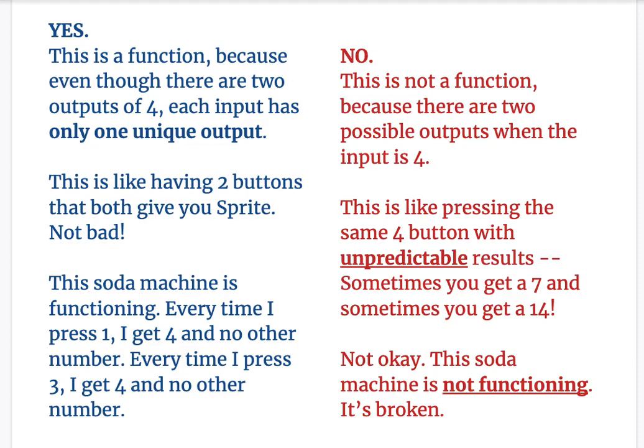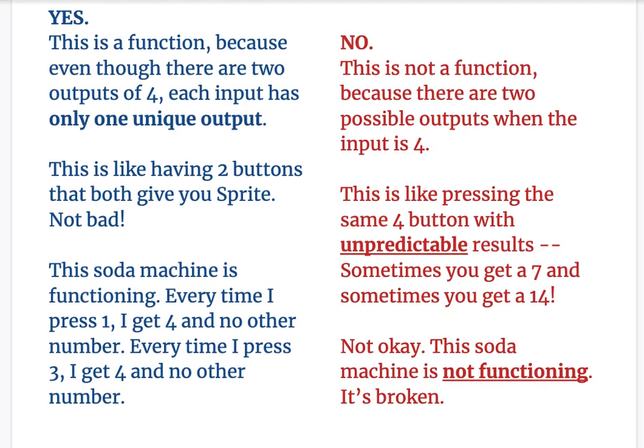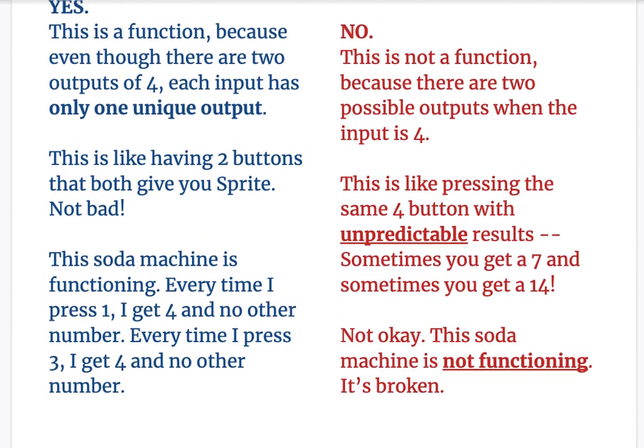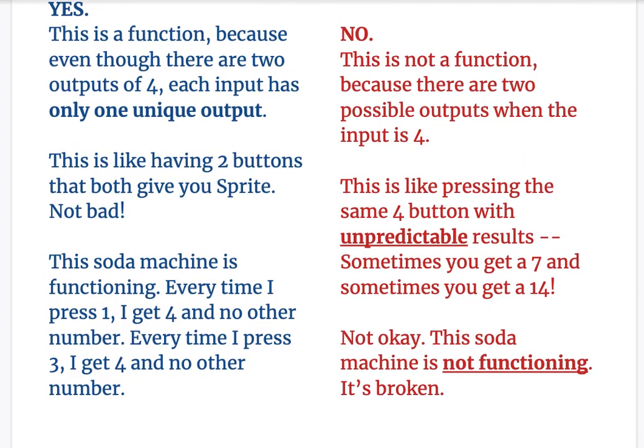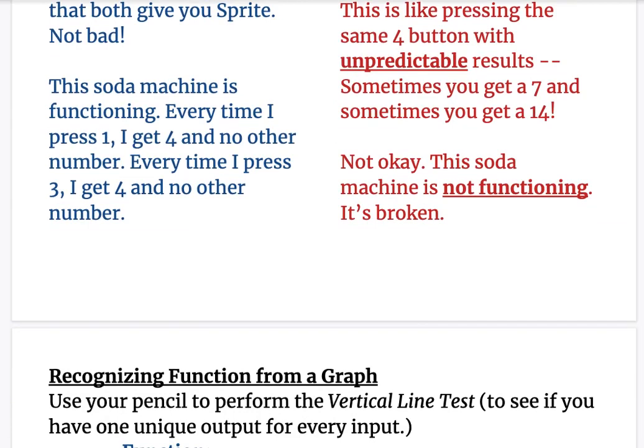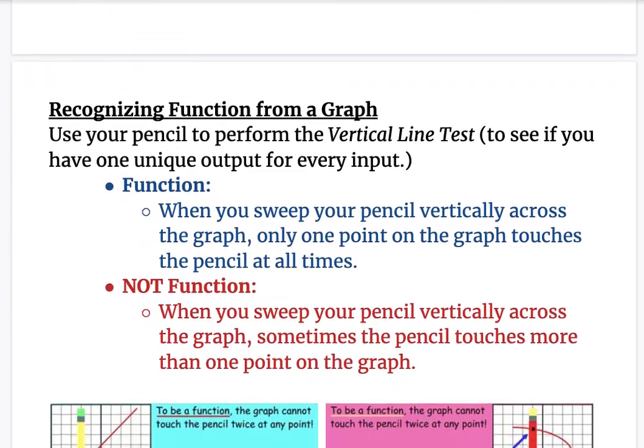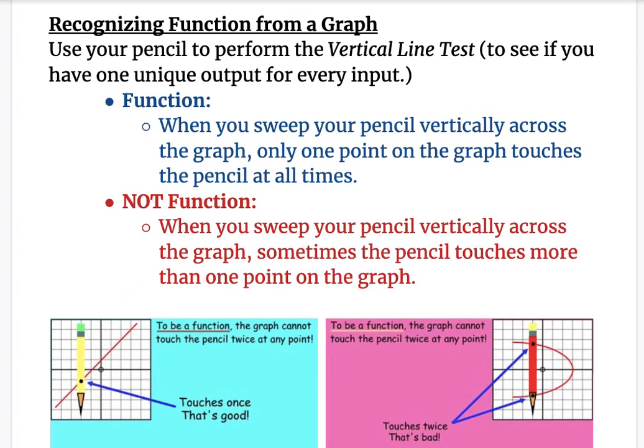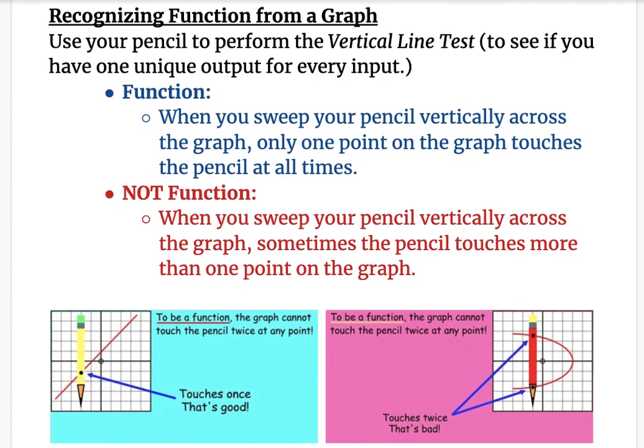You don't need to write down everything, but just make sure that you have the important stuff written down. So this is why we want you to think about the soda machine. So imagine if this is a soda machine that's functioning or a soda machine that's broken. All right, now from a graph, in order to see if it's a function or not, we use our pencil to perform what's called a vertical line test. So that's the same thing to see if you have one unique output for every input.